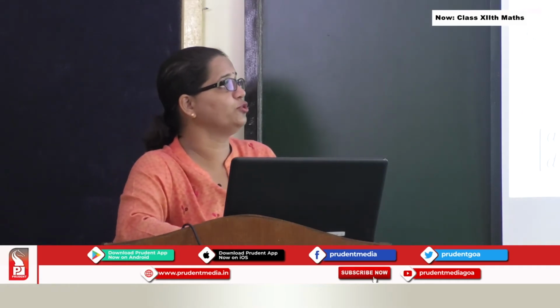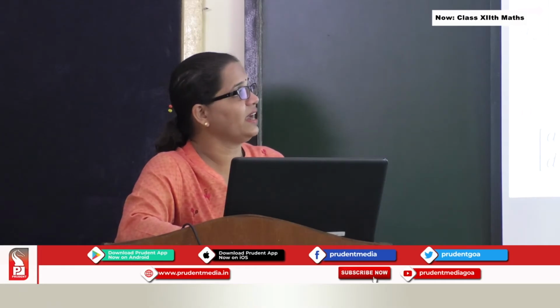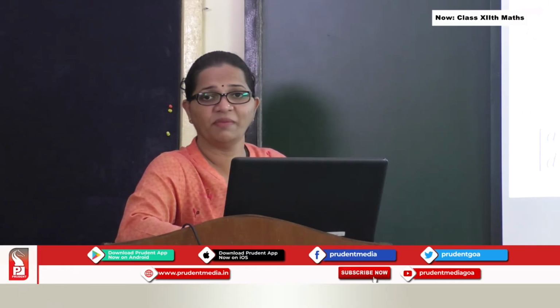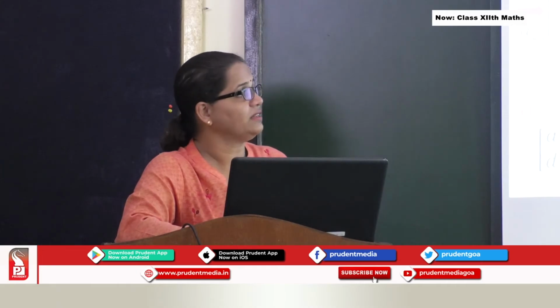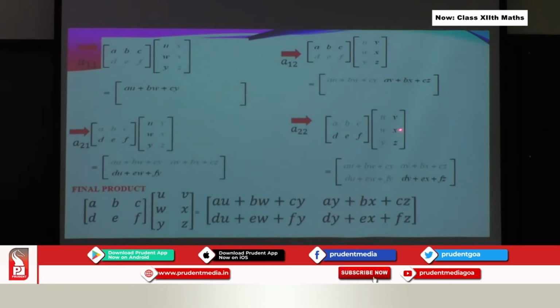Fourth entry is what? A22. So again, as I told you, this is the mapping for your entry. Now over here, I am talking about second row only. So second row remains steady. So now I am supposed to shift where? For the second column. Why? Because it is 2, 2. So I will be focusing on second row, second column. So DV plus EX plus FZ. So this is how I get my fourth entry as well.